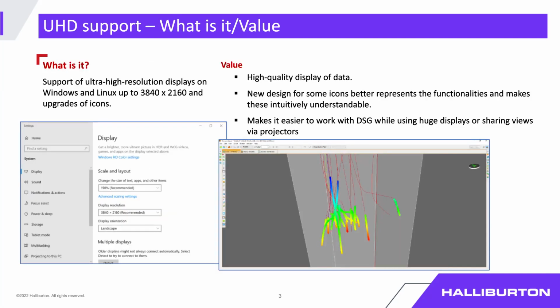We can now use DSG with UHD monitors and get the software to scale accordingly, while maintaining a high picture quality. Users no longer need to worry about not being able to display and share views on big screens, as the software adjusts to the selected resolution. Additionally, we have introduced several high-quality icons that are also scalable and better reflect the functionality.